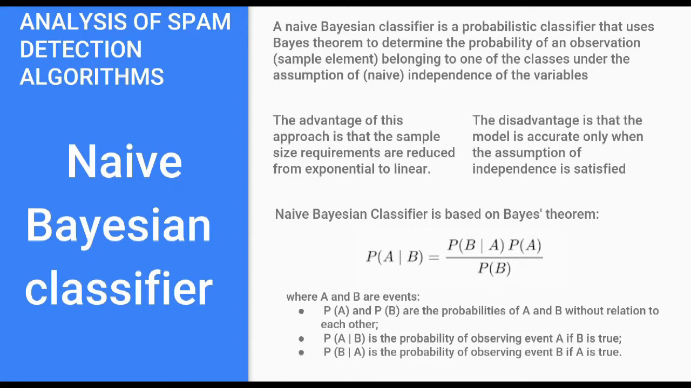Here you can see a Bayes theorem. P(A) and P(B) are the probabilities of A and B without relation to each other. P(A|B) is the probability of observing event A if B is true, and P(B|A) is the probability of observing event B if A is true.